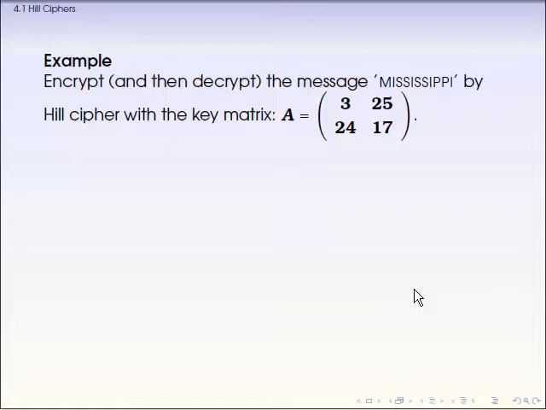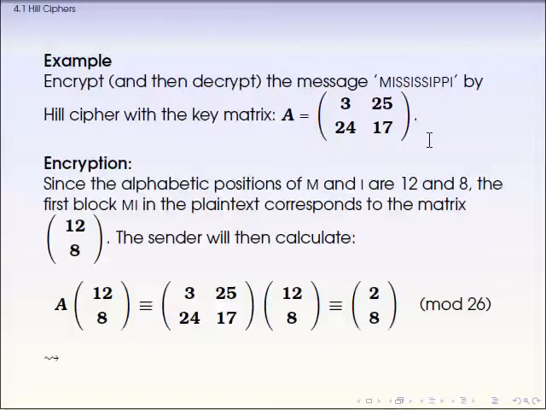Okay, at this moment, let's encrypt and decrypt the message "Mississippi" by Hill Cipher with the key matrix 3, 25, 24, 17. First, encryption.